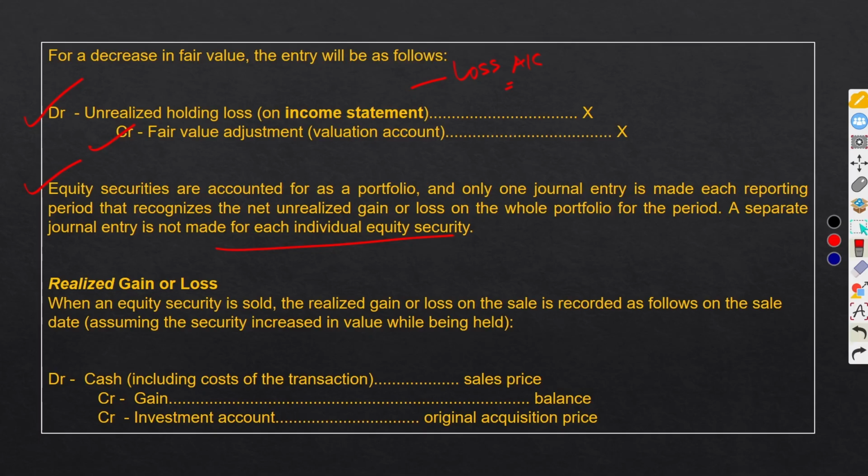Then, in case of a realized one, when an equity security is sold, the realized gain or loss on the sale is recorded as follows on the sell date, assuming the security increased in value. So here the condition is you have a gain. Then your accounting entry would be cash account debit, credit gain account and investment account. Let's say you have received 1000, where the gain was 200 and the actual cost of investment was 800. This is how we record transactions in the books of the fund.